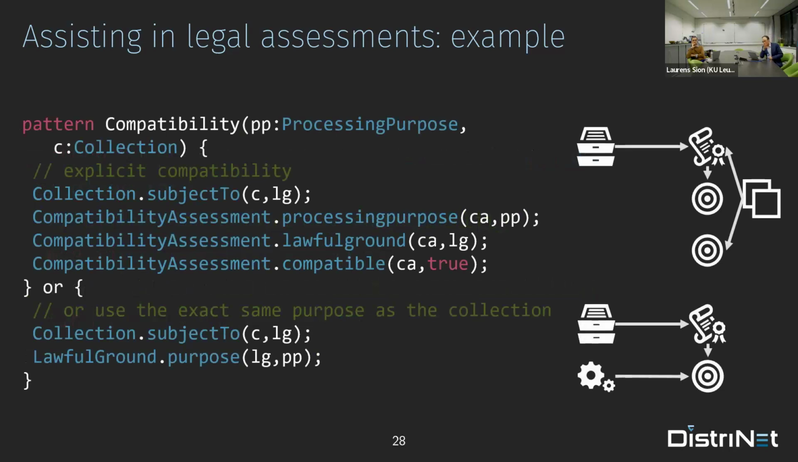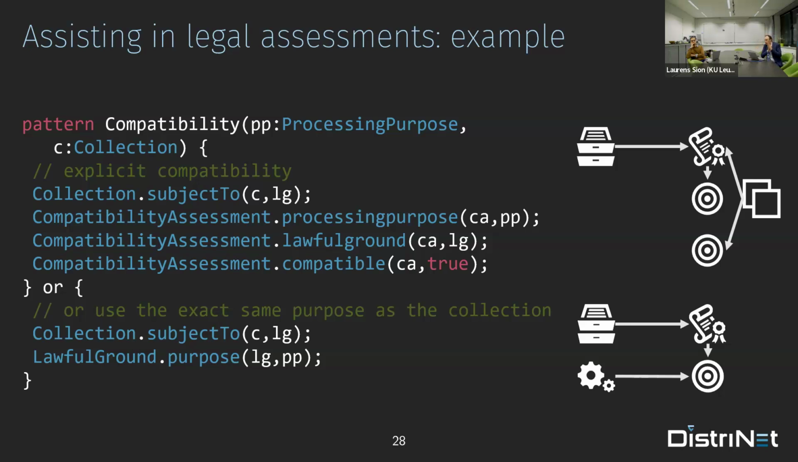I won't go into too much detail, but again, you see a very similar way of describing these situations that we declaratively specify. There is a collection with some lawful ground, it has a purpose, and we find it's explicitly marked as compatible because some legal stakeholder provided that documentation in the model. That's one situation. So you see here on the right-hand side that there is actually that extra symbol that makes that link between these elements. So that's the extra input of a legal stakeholder.